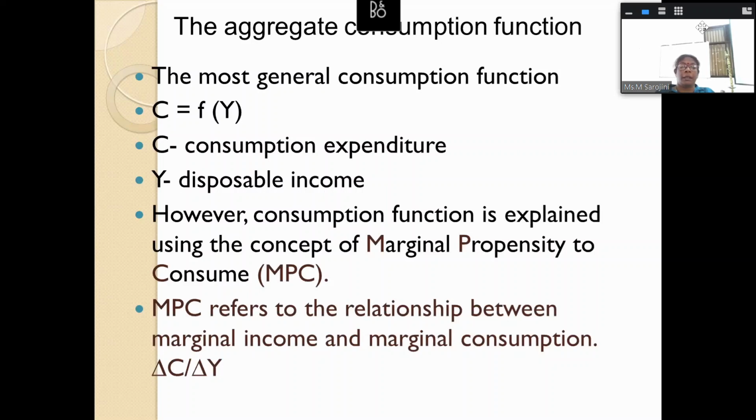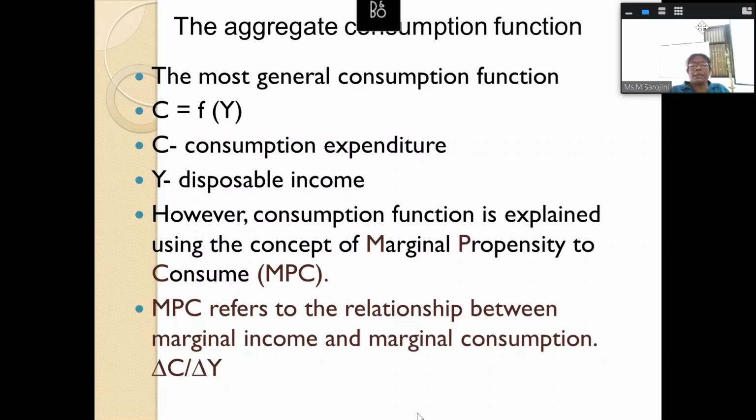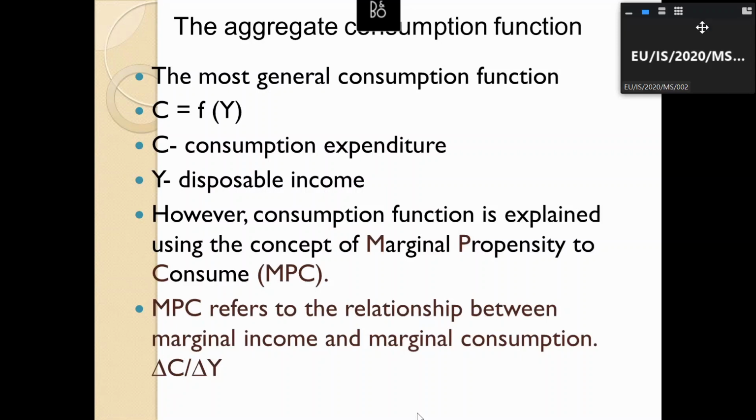And also here, another one is the aggregate consumption function. Normally the consumption function is a function of Y, right? Y means the disposable income. When Y increases, that means income increases, consumption also increases. On the other hand, when income decreases, consumption also decreases. However, the consumption function is explained using the concept of marginal propensity.